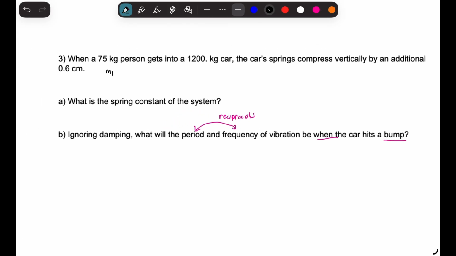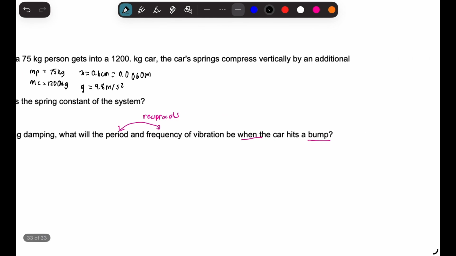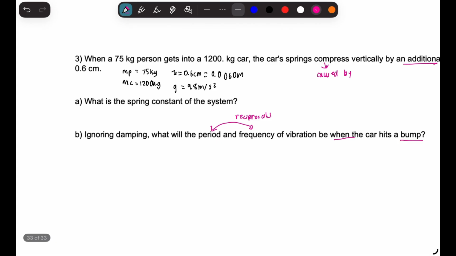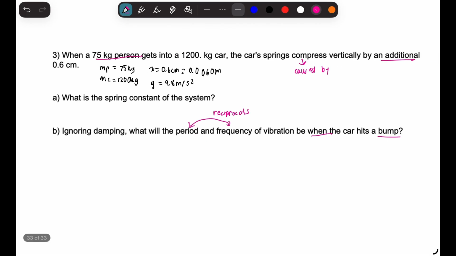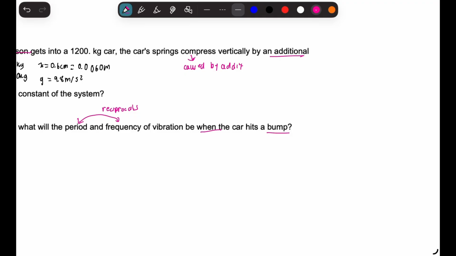We have the mass of the person, 75 kilograms, mass of the car, 1,200 kilograms, x is equal to 0.6 centimeters. Now converting that to meters, that would be 0.0060 meters, and g is 9.8 meters per second squared. So we need to find the spring constant, and you have to understand what is going to cause this compression. It's caused by the additional weight of the person.